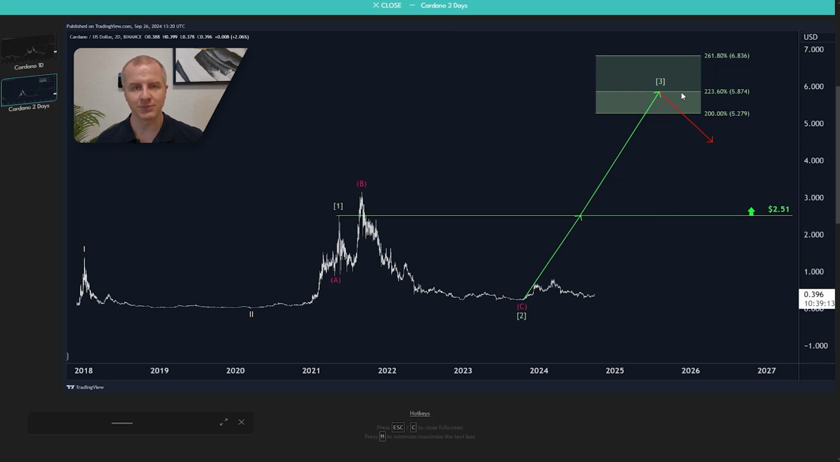Now that's sort of a medium-term, long-term target range. There's no guarantee that we get there next week, maybe not even next month. Maybe we get there next year, maybe in 2 years. It's very difficult to say.